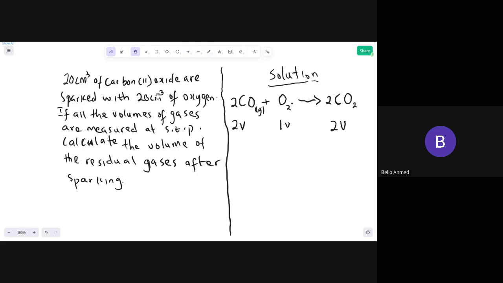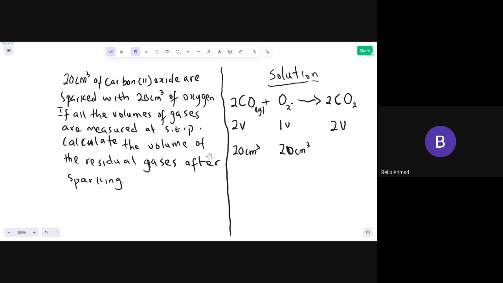20 cm cube of carbon 2 oxide are packed with 20 cm cube of oxygen. So before reaction, we have 20 cm cube of carbon 2 oxide. Also we have 20 cm cube of oxygen. I want you to understand that this is before reaction because we are not going to have the product yet. So we have 20 cm cube of carbon 2 oxide reacting with 20 cm cube of oxygen.